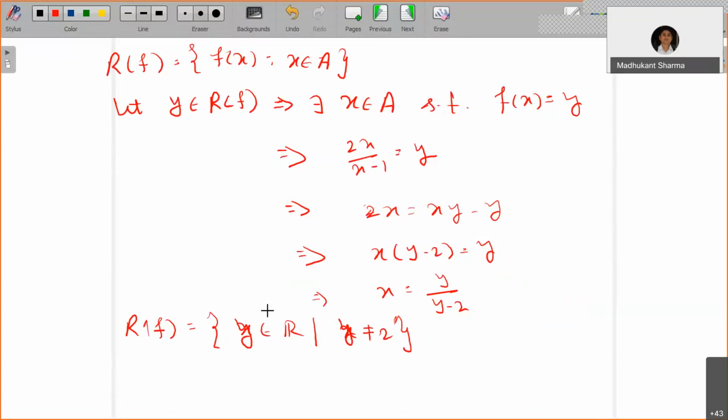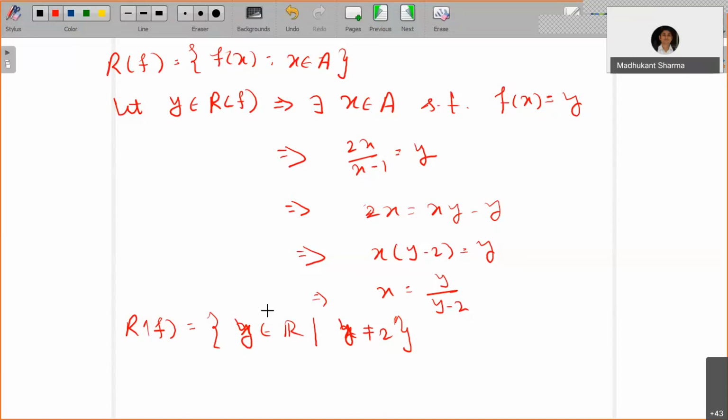So x not equal to 1, so y cannot also be equal to minus 1. No, range of f, see, y can be equal to 1. We are talking about range, right? We are not talking about domain. So in domain, x is not equal to 1, but in range, y may be equal to 1. Yes, sir. The image of f of x could be equal to 1.